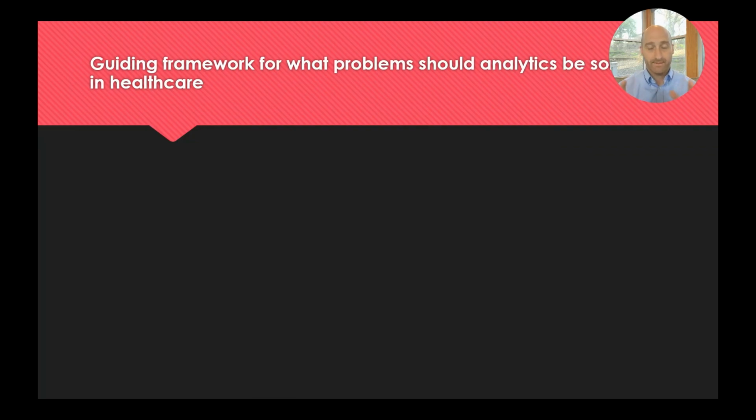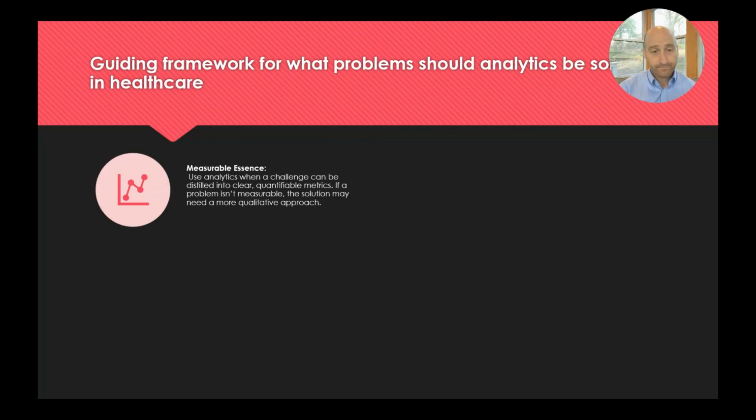All right, next. I wanted to give a little more substance because often analytics is thought of as a cure-all, that we've got a problem, great, let's get analytics on it so that we can solve it. But that will not always be the case. So I wanted to provide a framework for how to think through a problem, and then I'll give you some examples. I'll go through 4-ish examples of how would I think about a problem that's brought to me through this framework. So let me outline this framework of what problems should analytics be solving in healthcare. The first cornerstone is that the problem needs to have some measurable essence.